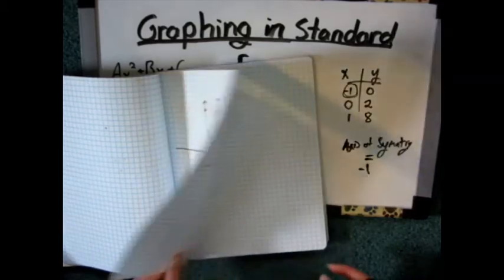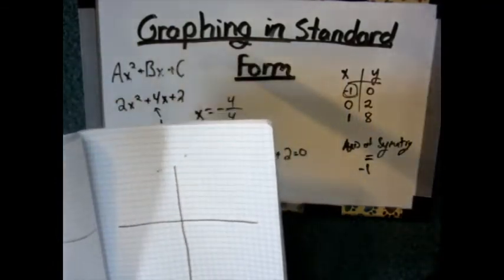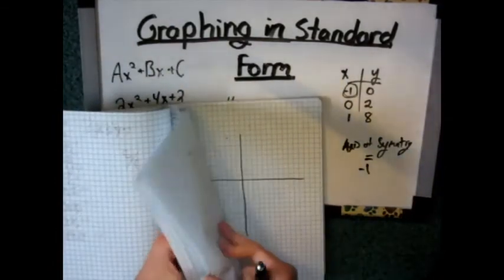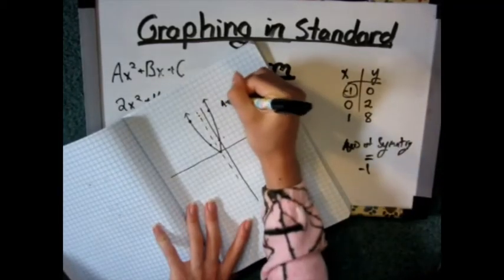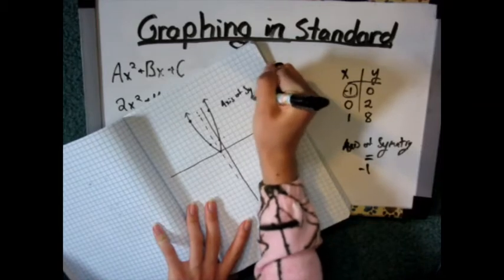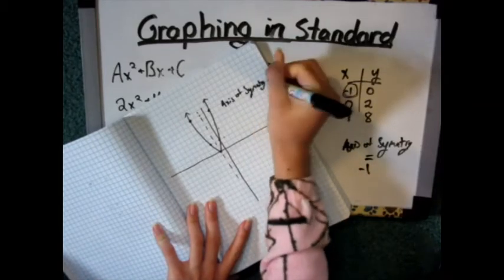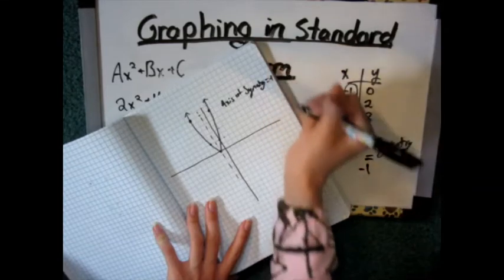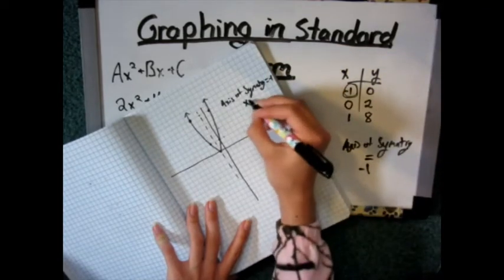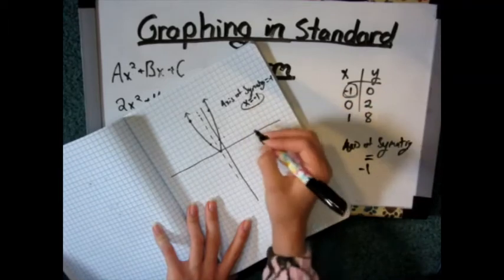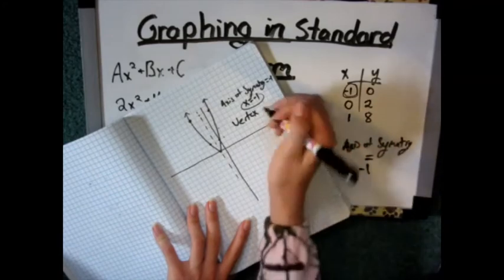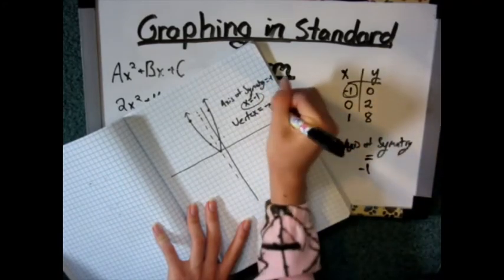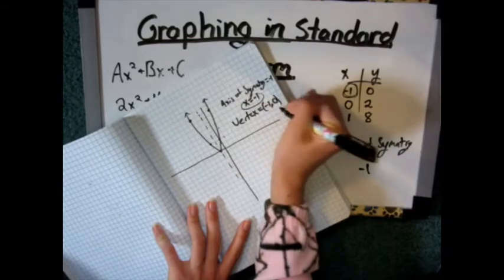Alright. Actually, you need to write down the axis of symmetry, which is x equals negative 1. And then your vertex, that first point we got, is negative 1, 0.